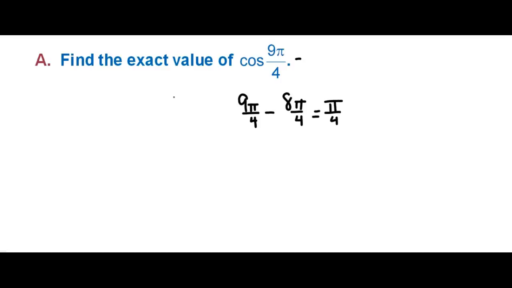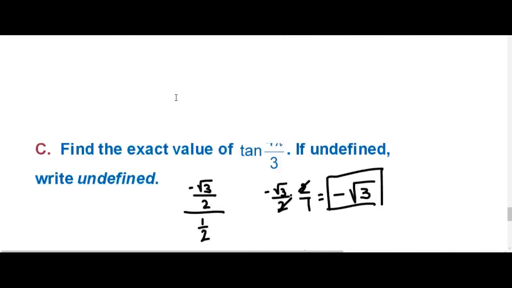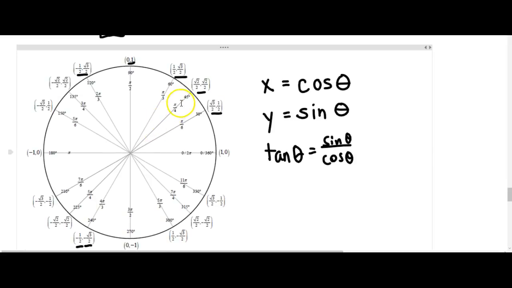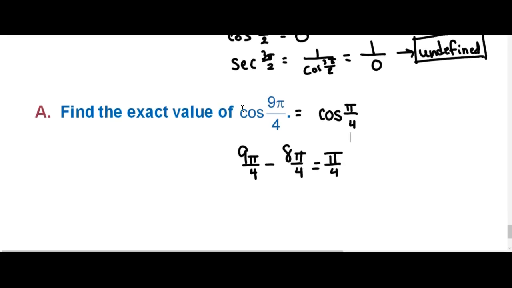So this value of cosine of 9 pi over 4 is the same thing as the cosine of pi over 4. And when we go back up to look at our unit circle, we can see that the cosine, or x value, of pi over 4 is square root of 2 over 2.